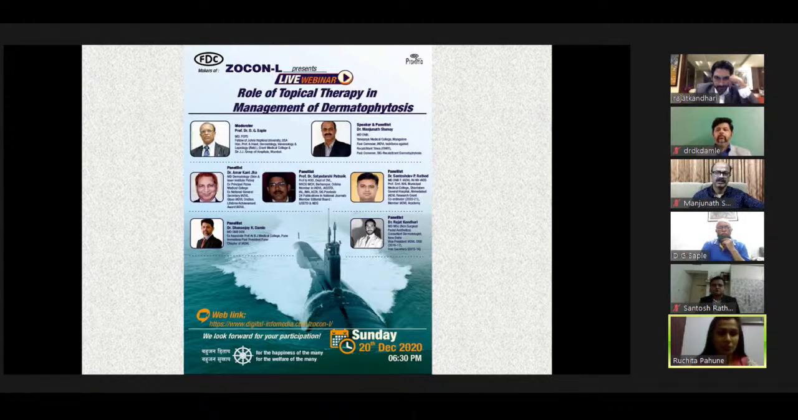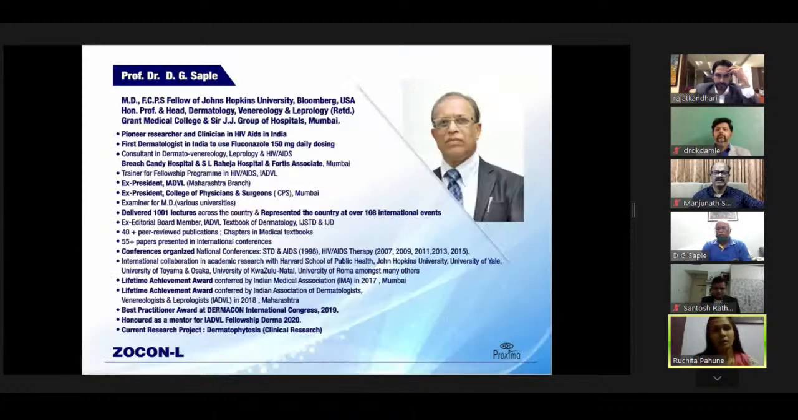To carry the session forward, we have the renowned dermatologist and moderator, Professor Dr. D.G. Saple sir. Sir is Honorable Professor and Head of Dermatology, Venereology and Leprology at Grant Medical College and Sir J.J. Group of Hospitals, Mumbai. He is a pioneer researcher and clinician in HIV/AIDS in India, and the first dermatologist in India to use fluconazole 150 mg daily dosing. Also consultant in dermatovenereology, leprology and HIV/AIDS at Breach Candy Hospital, SL Raheja Hospital and Fortis Associate at Mumbai.